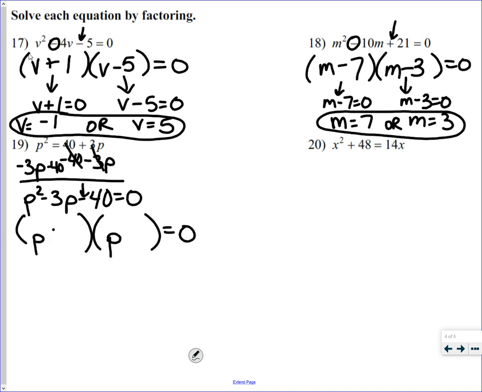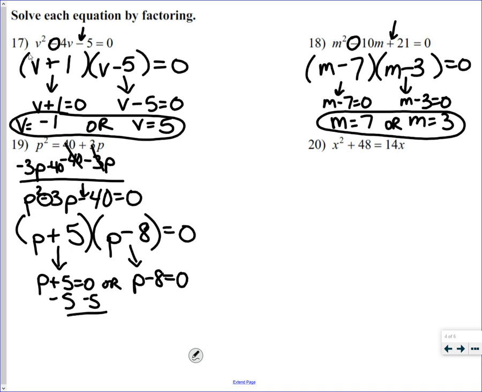This tells me different signs. Multiplies to be 40, subtracts to be 3, that's going to be 8 and 5. This tells me that the bigger number, the 8, is going to go here with the subtraction. And 5 goes here. So now, because I'm multiplying these two and they give me 0 for an answer, either p plus 5 is 0, or p minus 8 is 0. So p equals negative 5, or p equals 8.